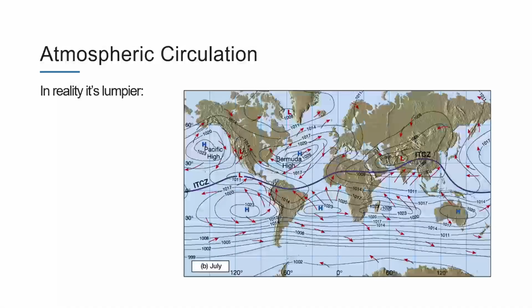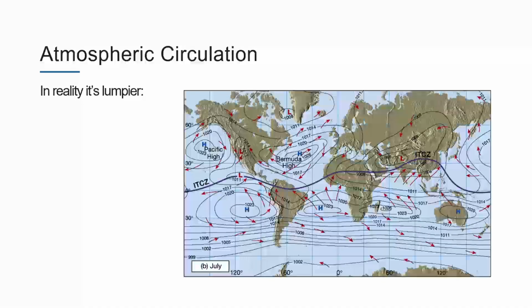So this is a map showing a more realistic pattern of circulation, specifically for the month of July. As you'll recall from the seasons video, the amount of sunlight hitting different parts of the Earth's surface changes throughout the year. So we see here these little red arrows indicating that more realistic flow of wind. It doesn't look quite like the simple trade winds, westerlies, or easterlies from the model, right?